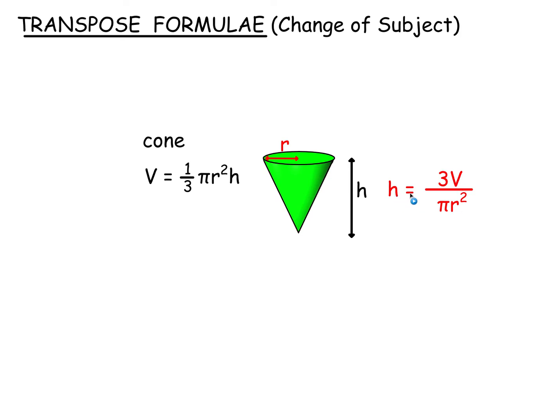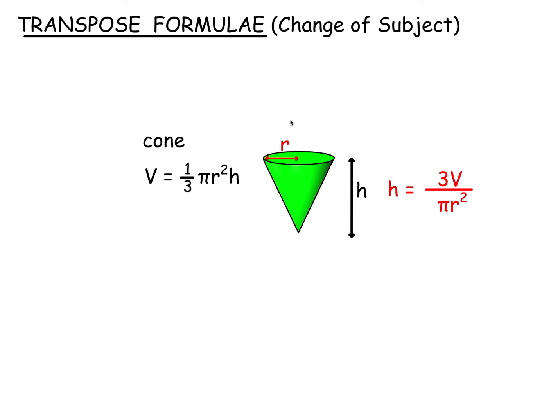So h equals means h is the subject of the formula. From being V equals, it's become h equals. So it's changed from the subject being V to the subject being h. So that's what we mean by change of subject. This video is about how to turn these formulae around to change the subject of the formula.